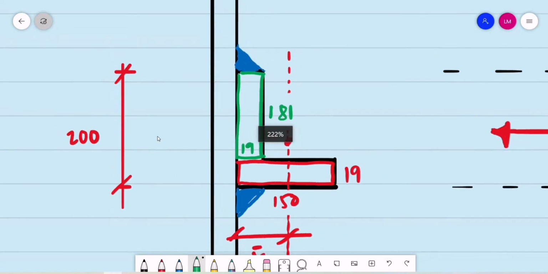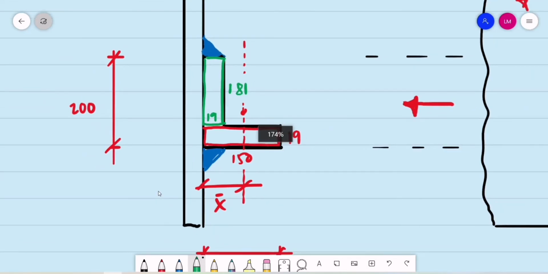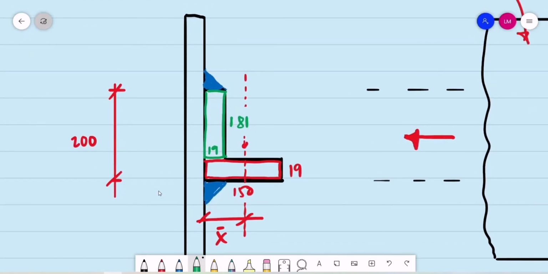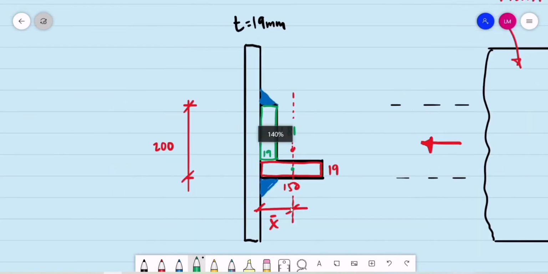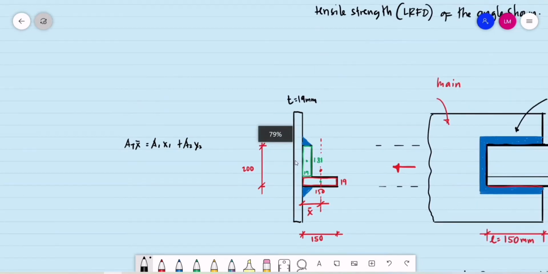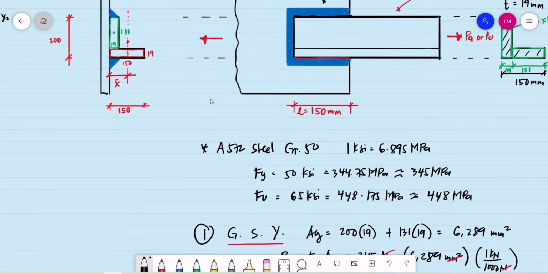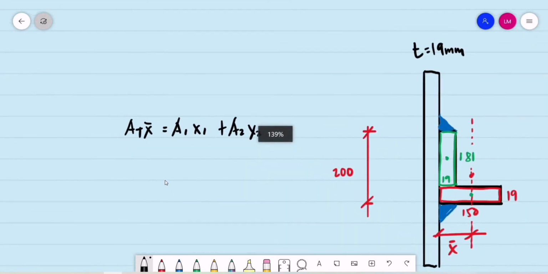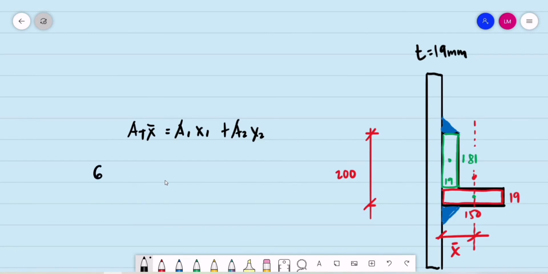Then how far is the centroid of this angle from this main plate? That is the bar X. So all we have to do is use the concept of Varignon's theorem. So that is, let's say the area total times the bar X is equal to area 1 times X of 1 plus area 2 times X of 2. So a while ago, what is our total area? That's the gross area, 6,289. So our gross area is 6,289 millimeters squared multiplied by bar X.